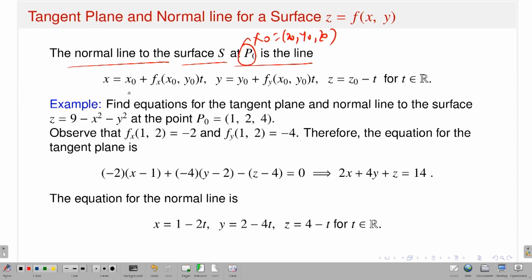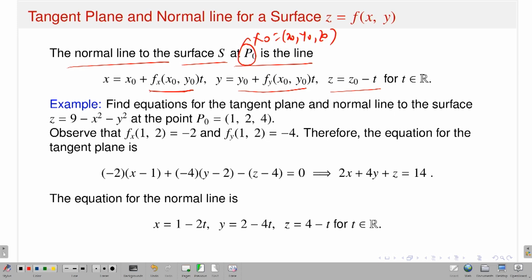And what is that? This is x equal to x naught plus, if you remember the formula, the partial derivative of capital F with respect to x at the point x naught, y naught, z naught times t, which is nothing but the partial derivative of small f with respect to x at x naught, y naught times t. Similarly, y is equal to y naught plus the partial derivative of small f with respect to y at x naught, y naught times t, and of course z is equal to z naught plus the partial derivative of capital F with respect to z at the point x naught, y naught, z naught times t, which is exactly equal to minus 1.